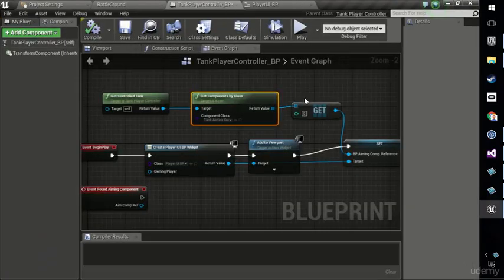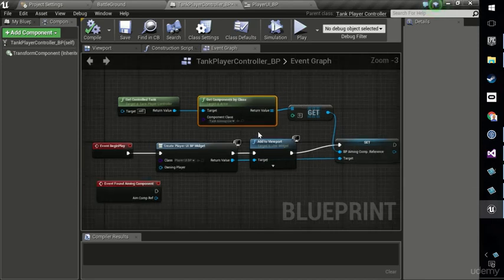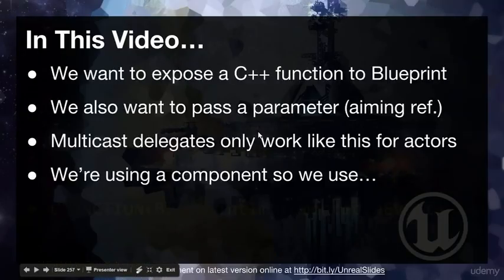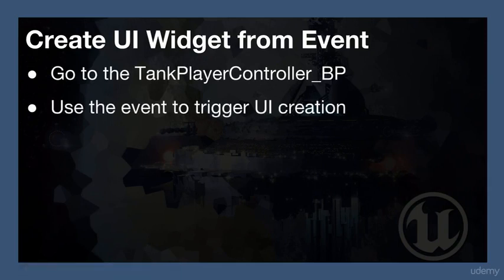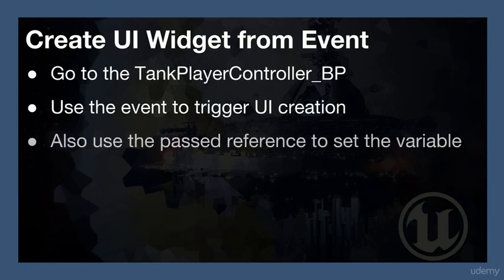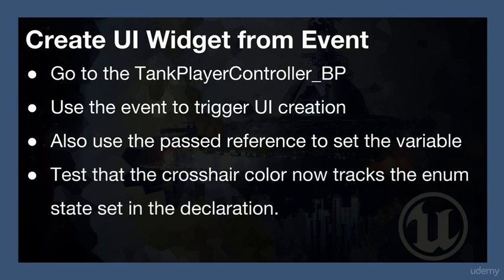Okay, fantastic. So what I want you to do now is to rewire this blueprint to make sure you've understood what we've done. Go to the tank player controller blueprint. Use the event to trigger the UI creation. So instead of begin play, we're going to use the event we just made. Also use the past reference to set that blueprint variable on the right-hand side of the blueprint. And test that the crosshair color now tracks the enum state that was set in the declaration of the enum. Okay, and you might want to change it and recompile just to check. So go ahead, pause the video and see if that's all working now.